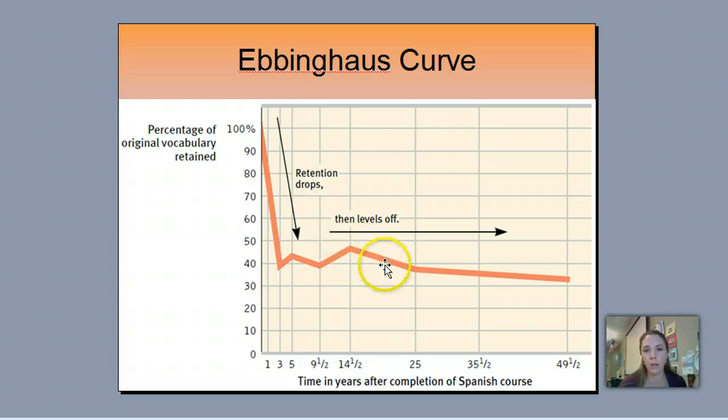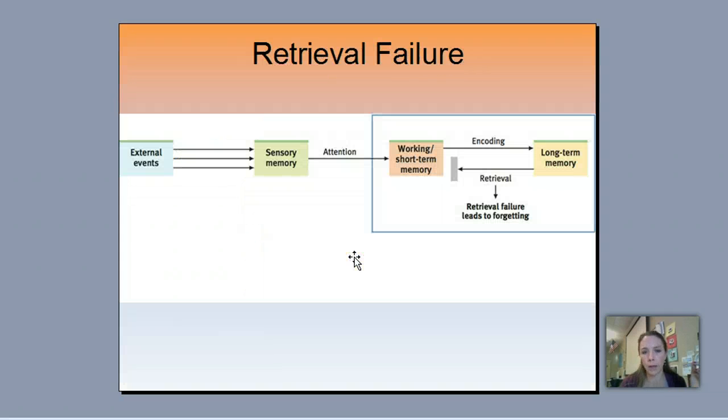So this was a study done with Spanish. I'm not quite sure why it would go back up a little bit after 15 years or so. Maybe it's just because of the attention to what you're trying to remember. But there is this leveling off where it never drops quite below 30%, even when you get to be 50, 60 years old. All right, so that's my Ebbinghaus curve, rapid drop, and then it levels off.